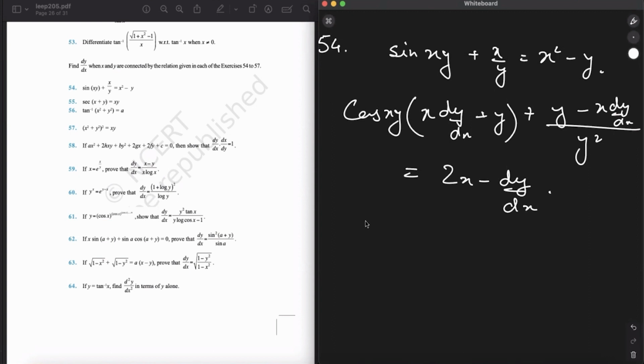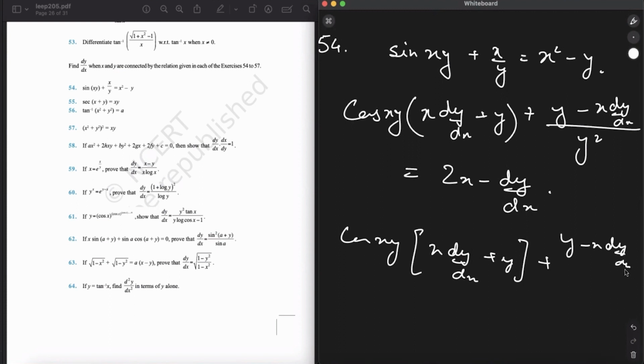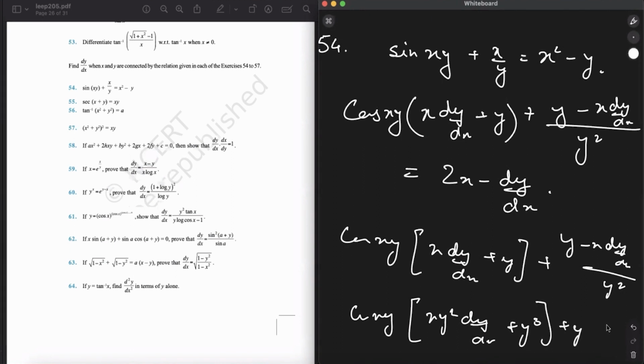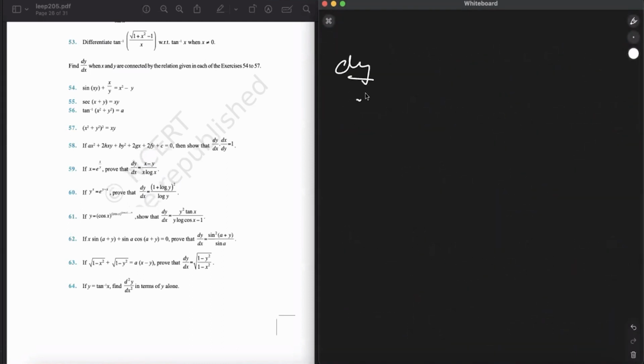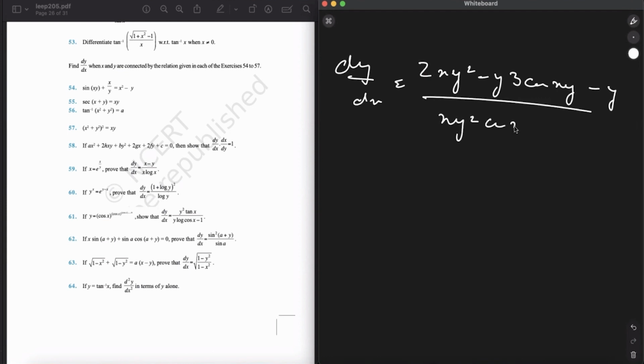तो अपॉन सॉल्विंग क्या मिलेगा इसमें? cos xy x dy by dx plus y, plus y minus x dy by dx अपॉन y स्क्वायर. इतना पार्ट है, इसको हम लोग लिख सकते हैं cos xy, xy स्क्वायर dy by dx प्लस y क्यूब प्लस y माइनस x dy by dx. ठीक है. dy by dx दोनों तरफ से कॉमन ले लेंगे तो we'll be left with 2xy square minus y cube cos xy minus y all divided by xy square cos xy minus x plus y square. ये हो गया हम लोग का आंसर.